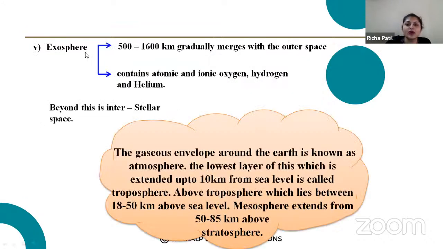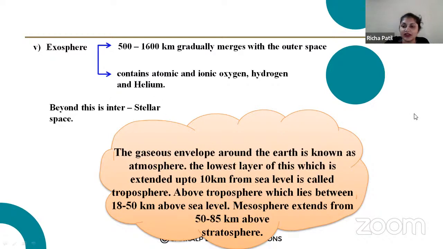Next is the exosphere, from 500 to 1600 kilometers, which gradually merges with the outer space. This is the last sphere. It consists of atomic and ionic oxygen, hydrogen, and helium. Beyond these spheres is space.